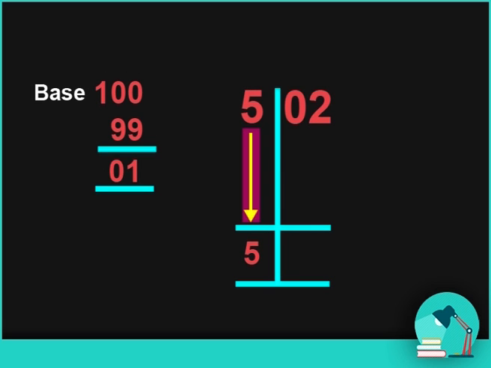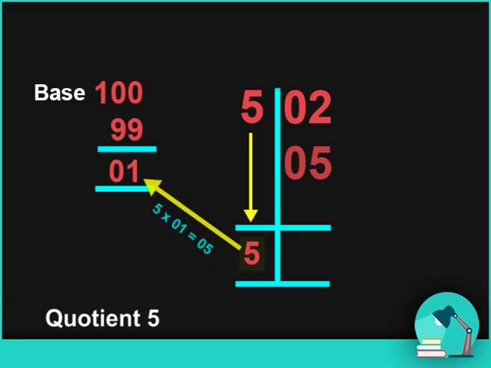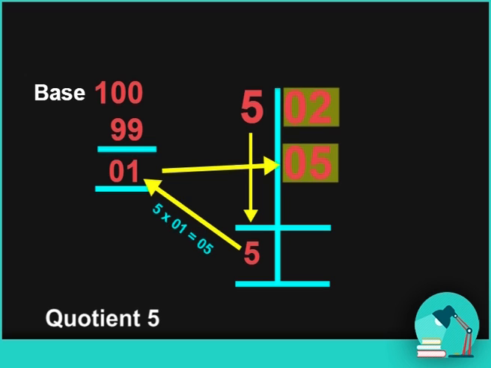Bring down the first digit of the dividend, that is 5, in the quotient place. We multiply 5 with the difference 01 and put the product below the second digit of the dividend. Then add 02 and 05 to get 07, which is the remainder.